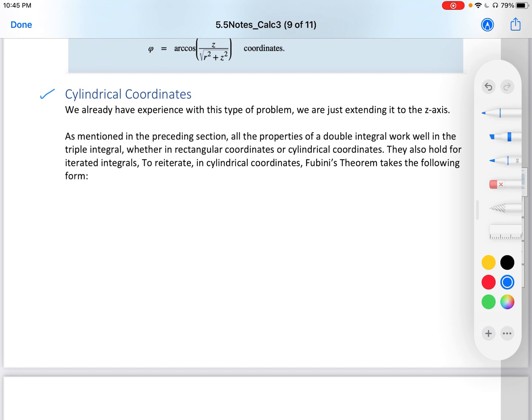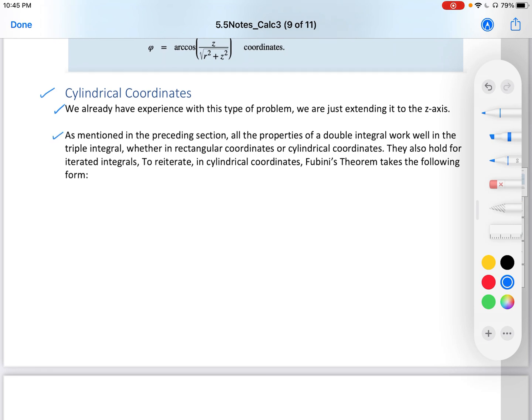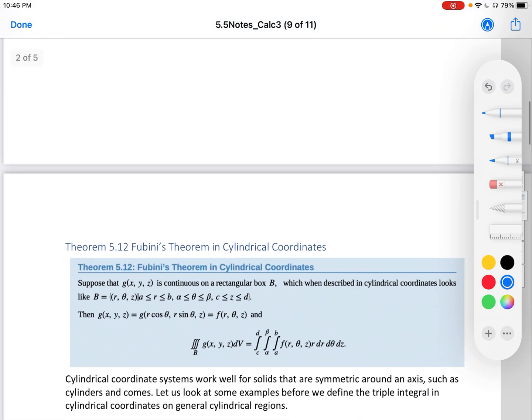Cylindrical coordinates. We already have experience with this type of problem. We're just extending it to the z-axis. And actually, we have more experience than we realized, because we saw an example of this in the last section where we worked with z along with spherical coordinates. As mentioned in the preceding section, all properties of double integrals work well with triple integrals, whether in rectangular or cylindrical coordinates, and they also hold for iterated integrals. To reiterate, in cylindrical coordinates, Fubini's theorem takes the following form.